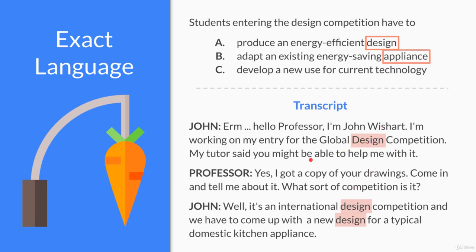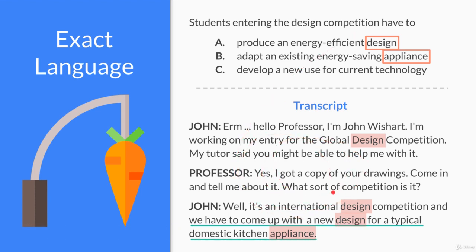Now, another word that appears here is appliance. Appliance is also a word that appears here in the conversation: domestic kitchen appliance. So if you've been following me so far, you should know that we should never pick an answer just because the same keyword appears in the transcript. Always focus on the meaning of the question and on the meaning of what is being said.